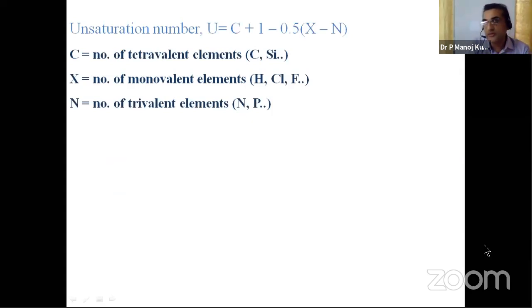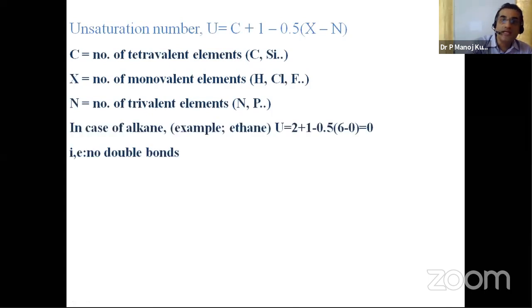Please make a note of it, those who are interested. You can calculate the number of rings in a compound, whether it has a double bond or triple bond, whether it contains an aromatic ring. All this information you will get by calculating the unsaturation number. You have to use this formula: C plus 1 minus 0.5 into X minus N, where X represents the number of monovalent elements and N represents the number of trivalent elements. So there you get it.